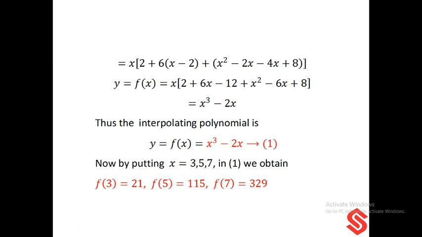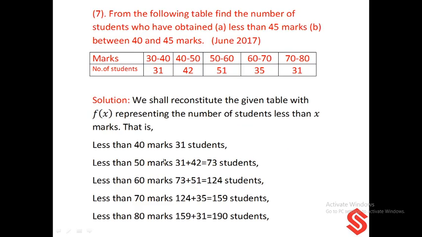Now to obtain f of 3, f of 5 and f of 7, let us substitute. Putting x is equal to 3 in equation 1, we get f of 3 is equal to 21. Put x is equal to 5 in equation 1, we get f of 5 is equal to 115, and then substituting x is equal to 7 in equation 1, we get f of 7 is equal to 329, which is the required answer.